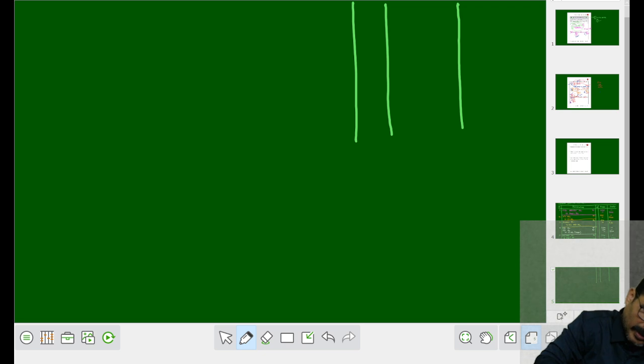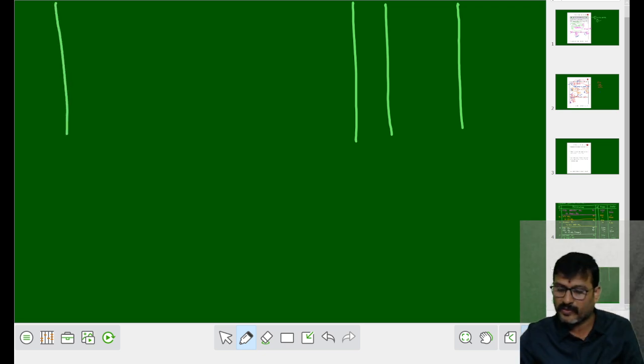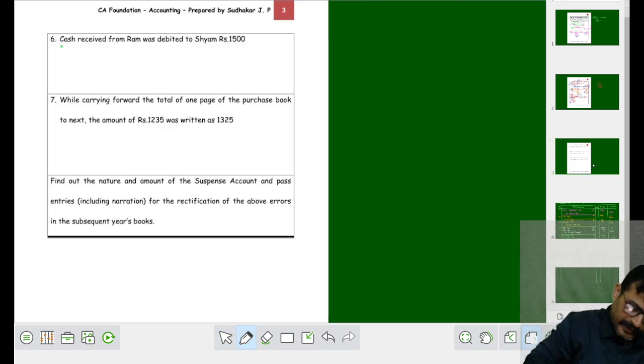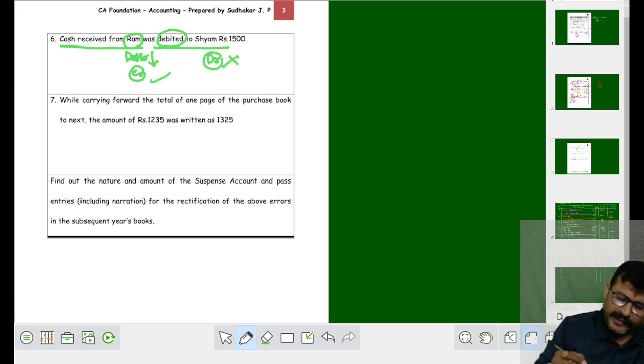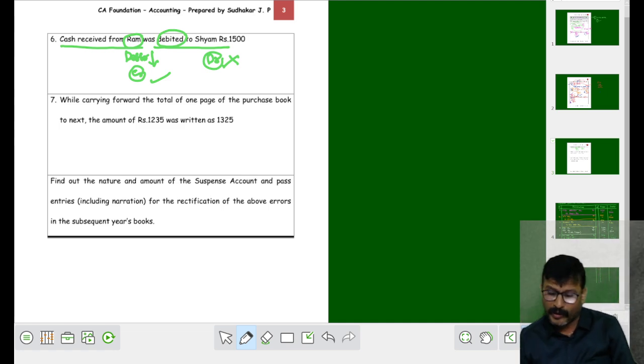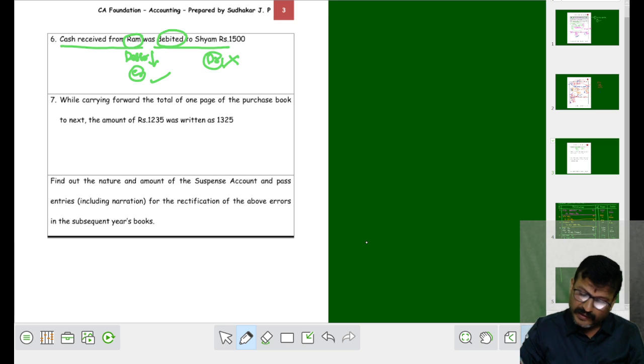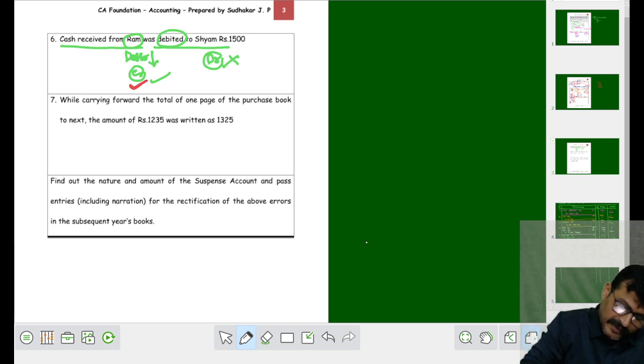Now let me move on to the next transaction, my dear student. Cash received from Ram debited to Sham. When you received cash from Ram, Ram is your debtor. Debtor decreased, credited. Instead of crediting Ram, you have debited Ram as a wrong debit. This is correct credit, this is wrong debit. Now what is your rectified entry? As usual, keep the correct in the same place, shift the wrong in the opposite place.